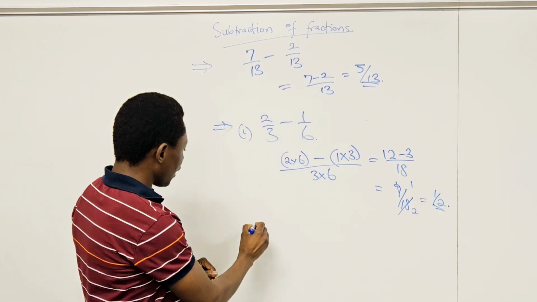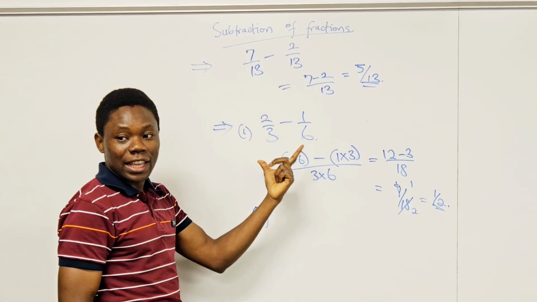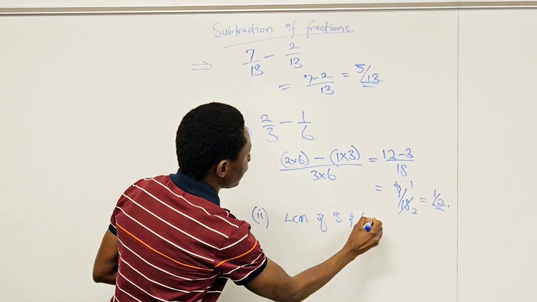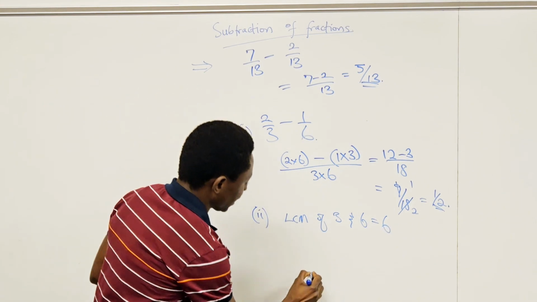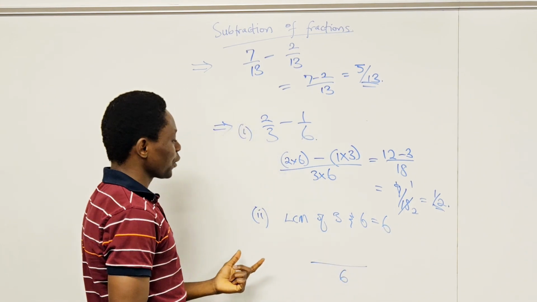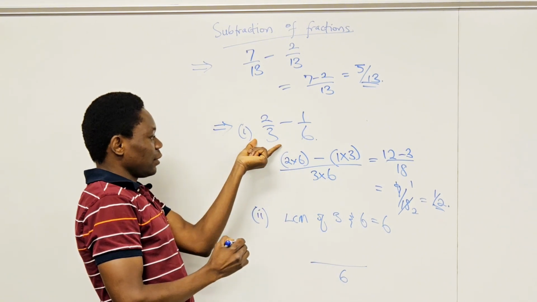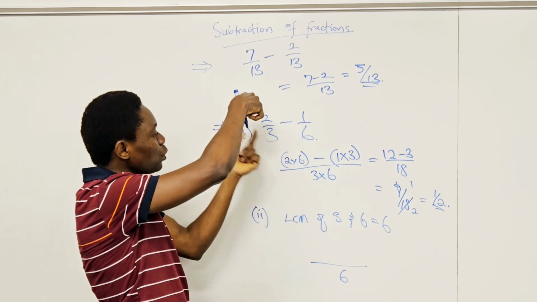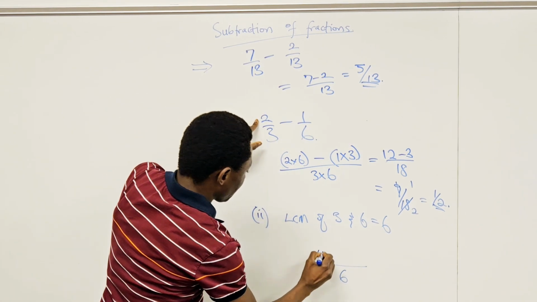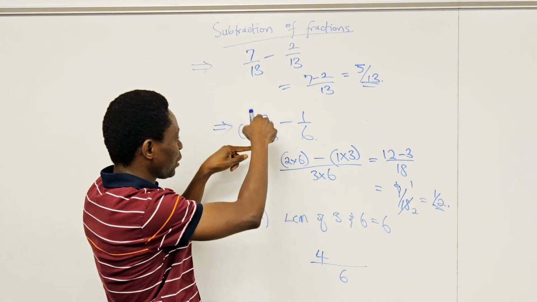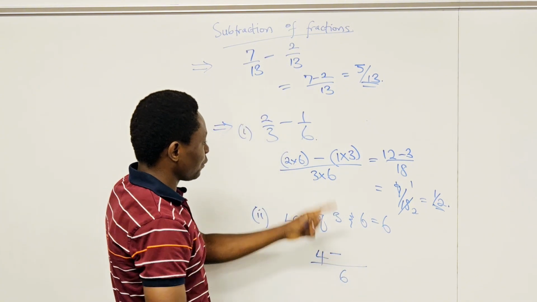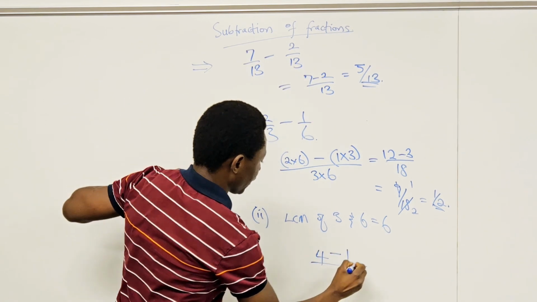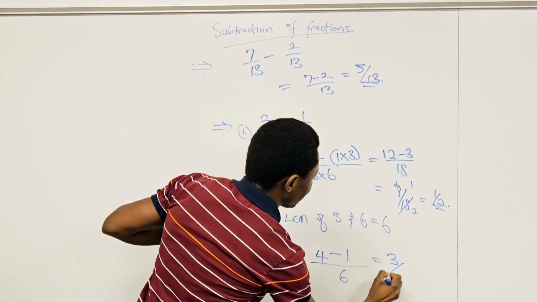Now, the second approach is to use the LCM. The LCM of the denominators, the LCM of 3 and 6, is 6, right? So 6 forms the denominator of our result. So 6 divided by 3, which is the denominator of the first fraction, gives you 2, times 2, which is the numerator, that gives you 4. So 6 divided by 3, 2 times 2, 4, minus 6 divided by 6 is 1, times the numerator, which is 1, that gives you 1. So it's 4 minus 1, it's 3 over 6.